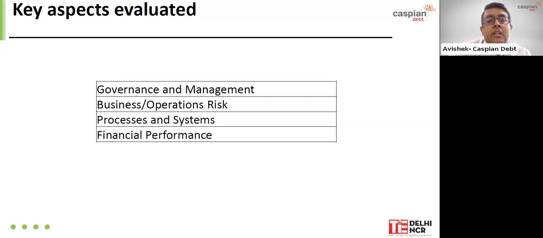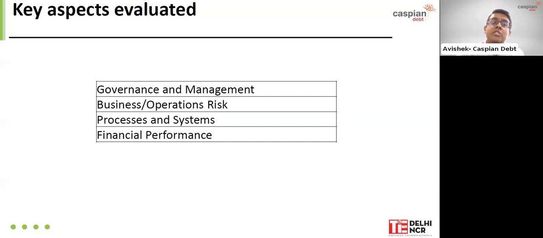In fact, for a typical traditional lender, these are the same groups of categories where they do their evaluations. But in a traditional lender, the financial performance comes right on top. Almost 80% of the evaluation is based on that. And the remaining 20% is covered by governance and management, quality, business, operations, risks, processes, and systems.